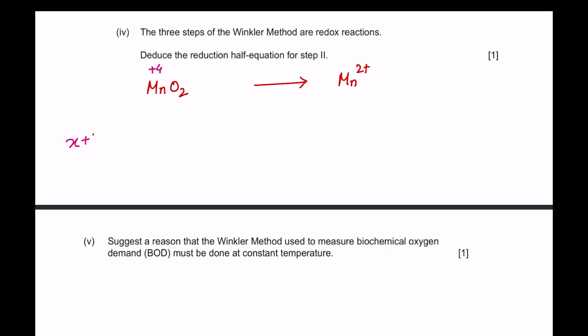How is it +4? x plus 2 times -2 will be equal to 0 for MnO2. Why 2 times -2? You have 2 oxygens. For oxygen, in most cases, the oxidation state is -2, except for peroxides, superoxides, or bonding with fluorine. So here you get x is +4, the oxidation state of Mn. We don't really need this anymore, so just remove it.